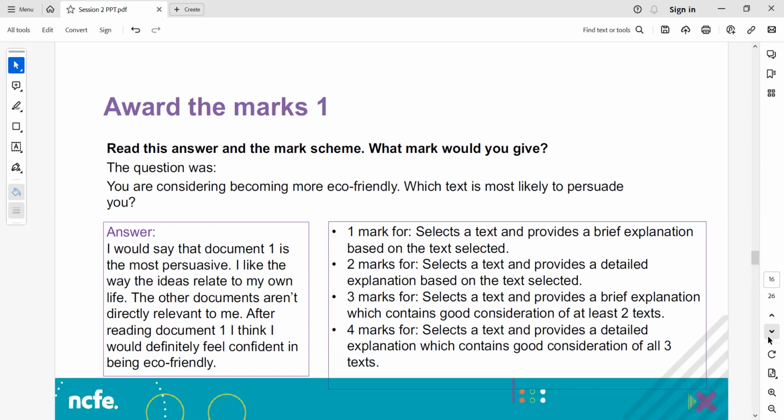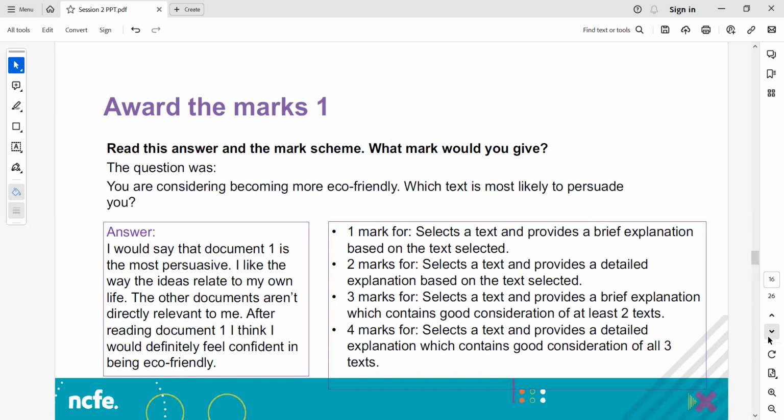So the answer given is, I would say that document 1 is the most persuasive. I like the way the ideas relate to my own life. The other documents aren't directly relevant to me. After reading document 1, I think I would definitely feel confident in being eco-friendly. Okay, so you could either get 1, 2, 3 or 4 marks for this question.